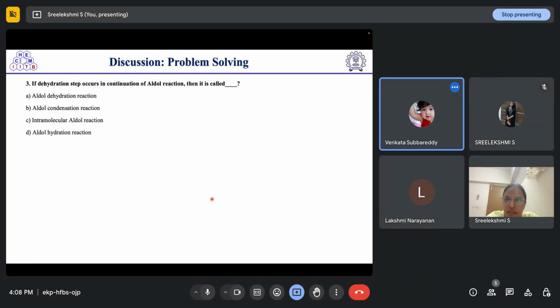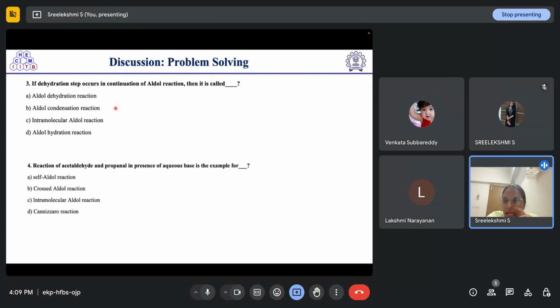The next is, if a dehydration step occurs in continuation of aldol reaction, then what do we call such type of reaction? Dehydration, the elimination of water, is occurring in the aldol reaction. So basically we call it a condensation reaction, an aldol condensation reaction.